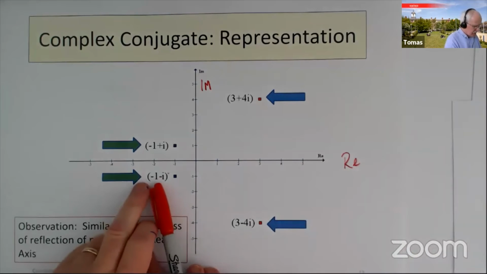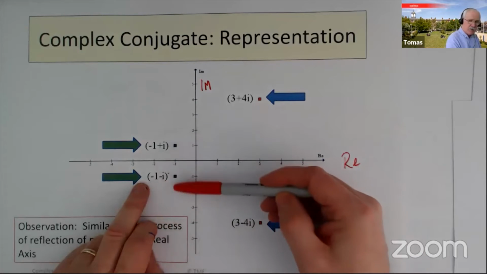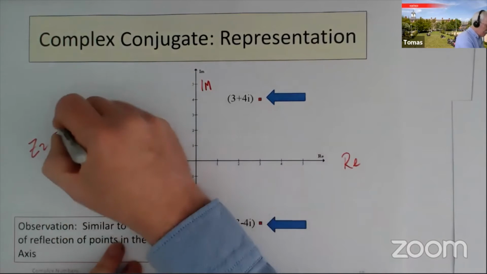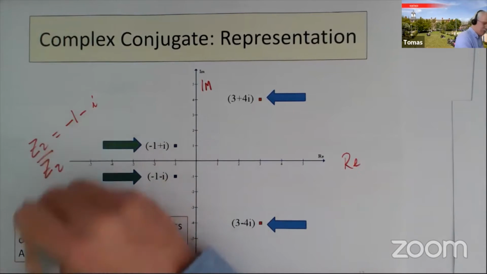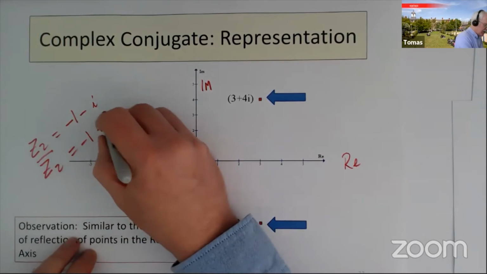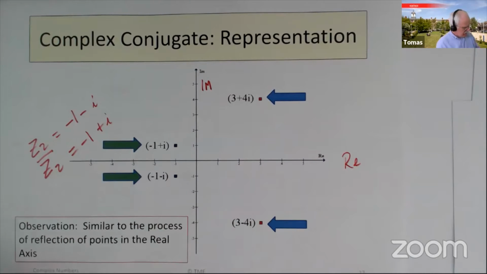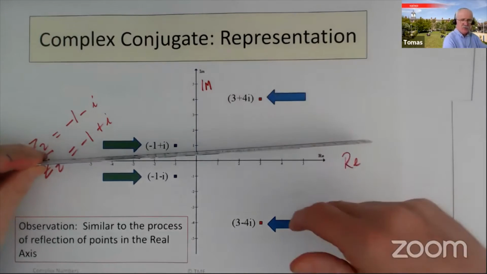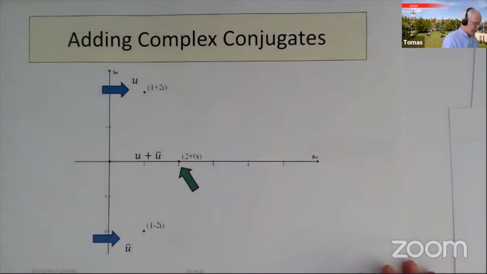So let's take this one here, this complex number minus 1 minus i. Its twin is up here. So if Z2 is minus 1 minus i, Z2 bar is minus 1 plus i. Still the same minus going back, but plus instead of minus. So it's exactly similar to the process of reflection of points in the real axis. So there's the real axis and the image, and that's your complex conjugate. And they go around in pairs, unlocking various things.